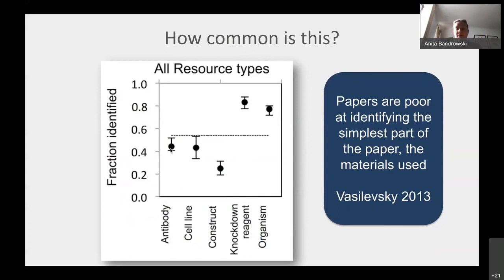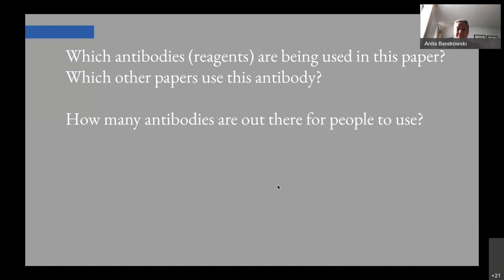Half the antibodies could not be tracked down using a very loose criteria. And half the cell lines couldn't be tracked down. Organisms did a little bit better, but not in neuroscience. So this is a very significant problem. And so really, we could not answer which antibodies, which reagents are being used in this paper.